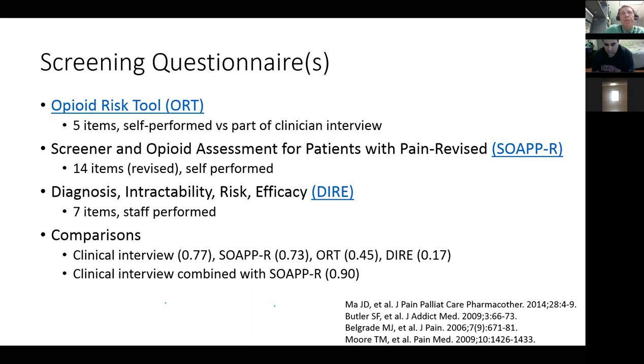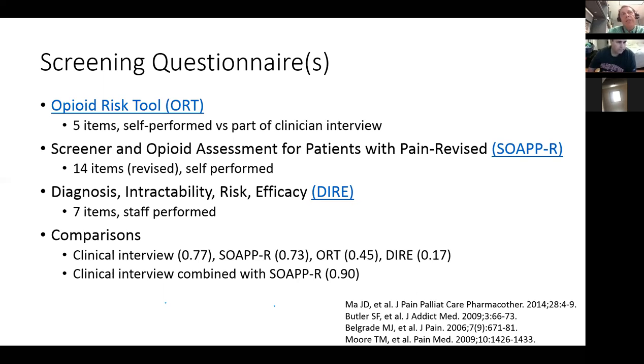The Dyer tool, while some people have used that as a pre-screening tool, it's really designed principally to be used in follow-up to look for aberrant drug-taking behavior. So I don't think that it's really as useful a tool to be used as a screening tool.